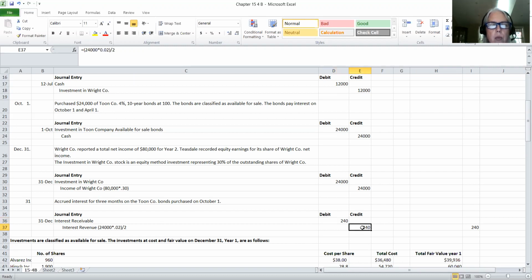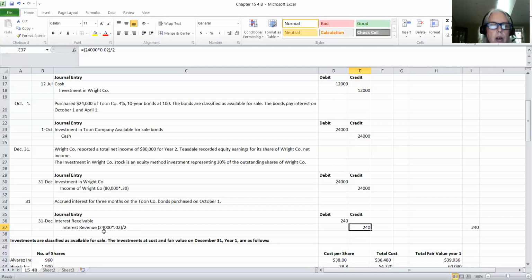We get that by taking the $24,000 face value of the bonds, multiplying it by half of 4%, which is 2%, and then we divide that by 2, because there was October when we bought the investment, there was November, and there was December. There were 3 months out of the first semi-annual payment that we are accruing. So technically there's 6 months.